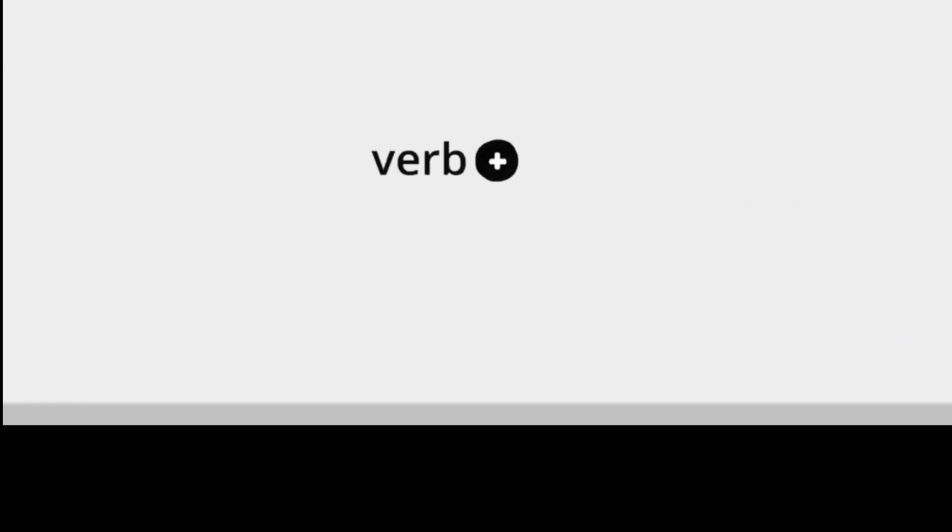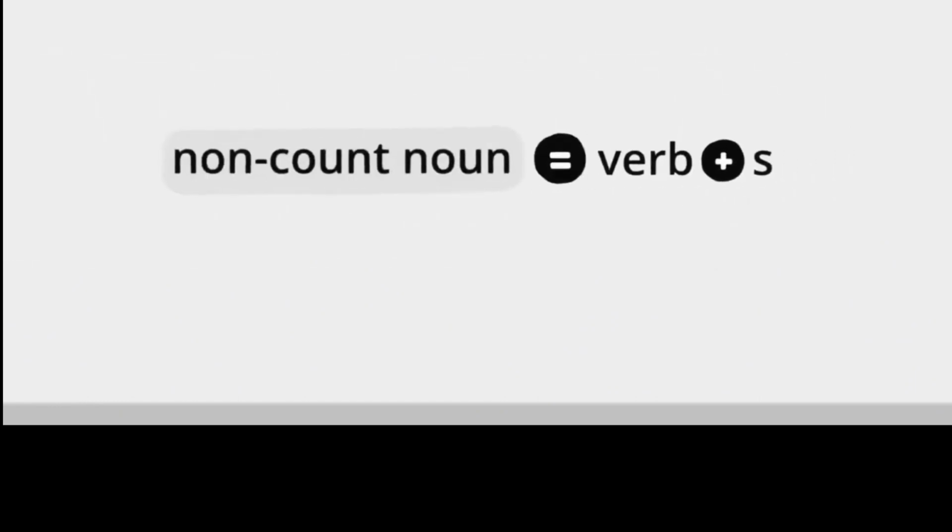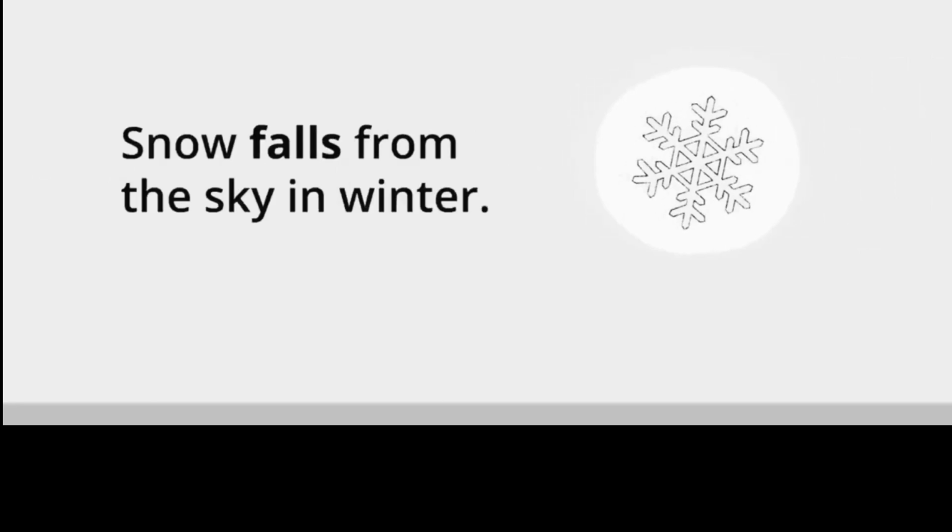We also use verb plus s when the subject noun is non-count. Snow falls from the sky in winter. My hair grows quickly.